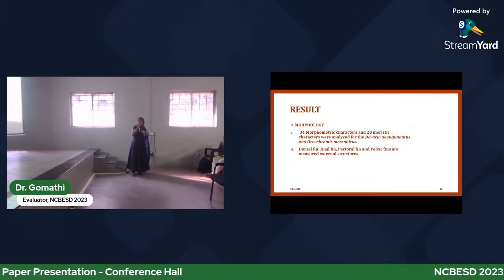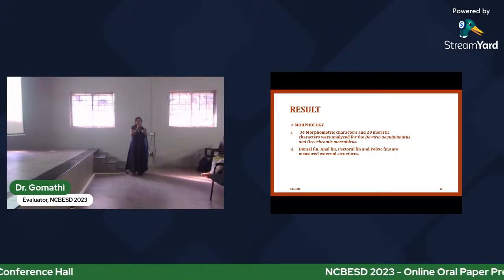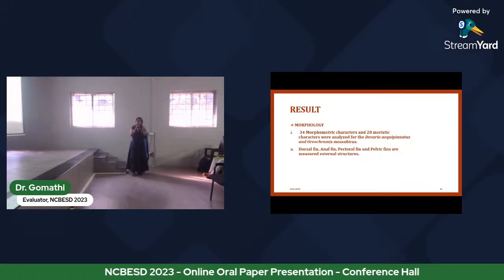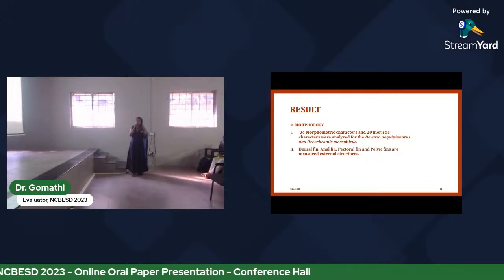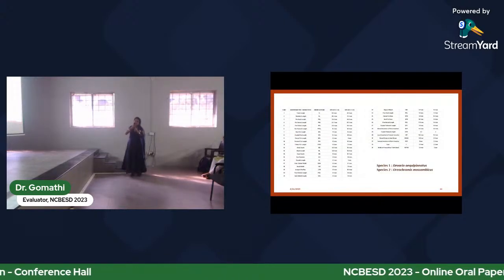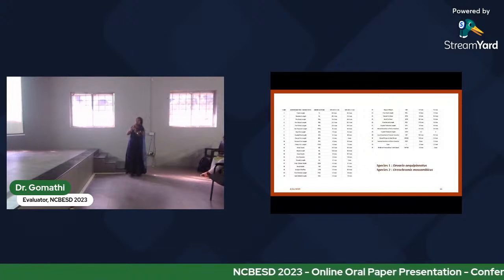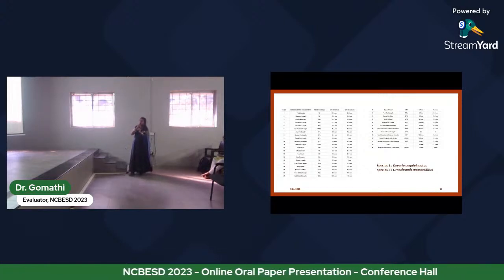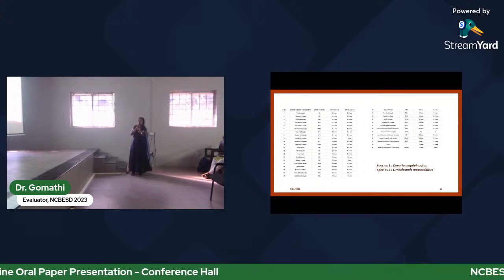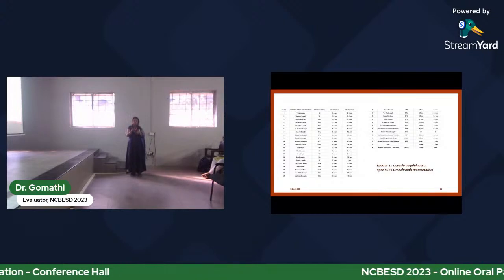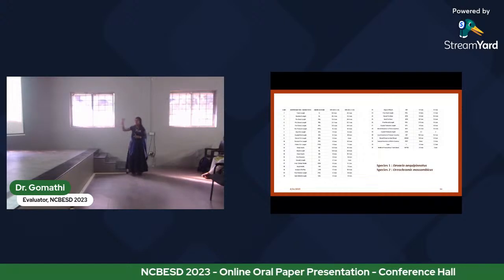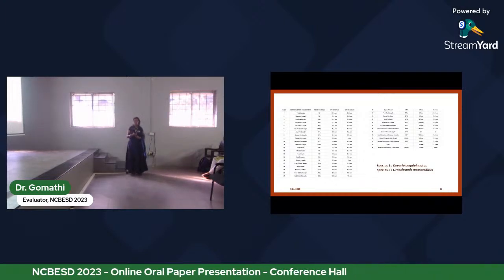Results: in morphology there are 24 morphological characters and 20 meristic characters. This is the external structure: dorsal fin, anal fin, pectoral and pelvic. These are the measurements I have taken for the two species. Species one is Devario aequipinnatus and species two is Oreochromis mossambicus.